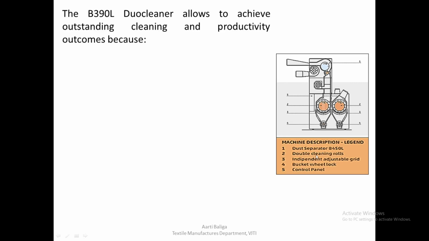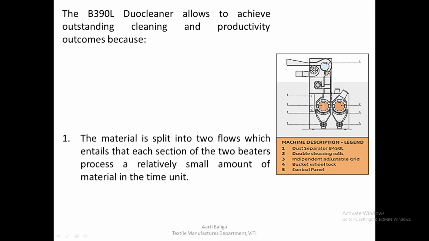then you have two marked here. These are the double cleaning rolls. We must take note of the direction of the roller. Both are rotating in the clockwise direction, and independent adjustable grids are there, which is marked as 3 here. Then there is a bucket wheel lock, that means this is for removal of trash, and there is a control panel to control all the functions of this machine.